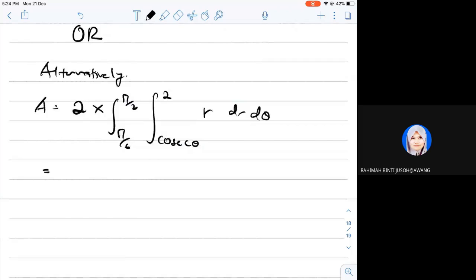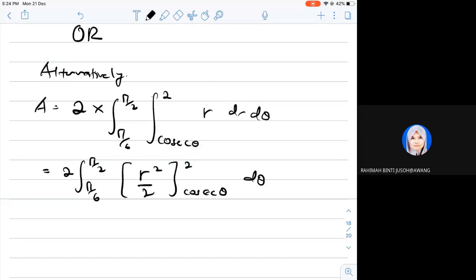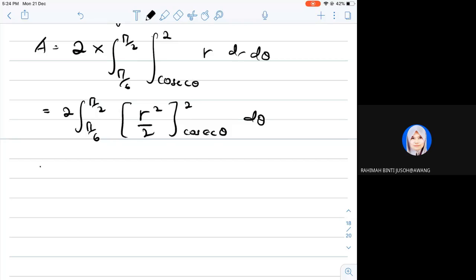Okay, so now we have 2, integral from pi over 6 until pi over 2. Integrate r squared over 2, so this becomes 2 and this becomes cosecant theta, d theta. What happens? Cancel the 2.